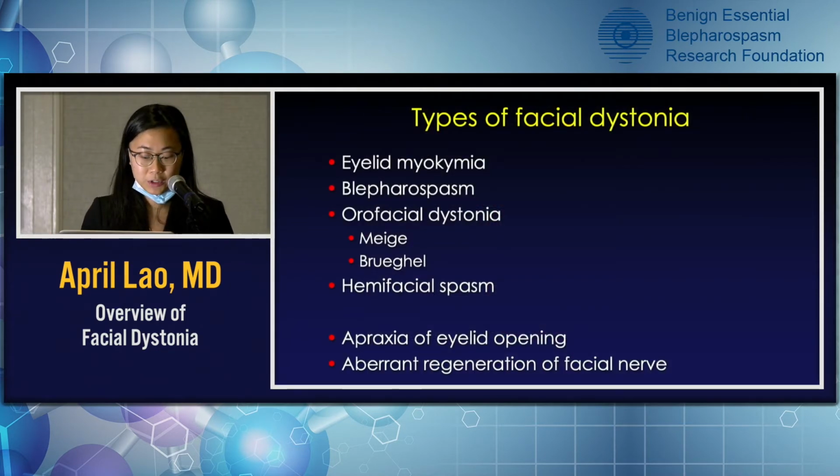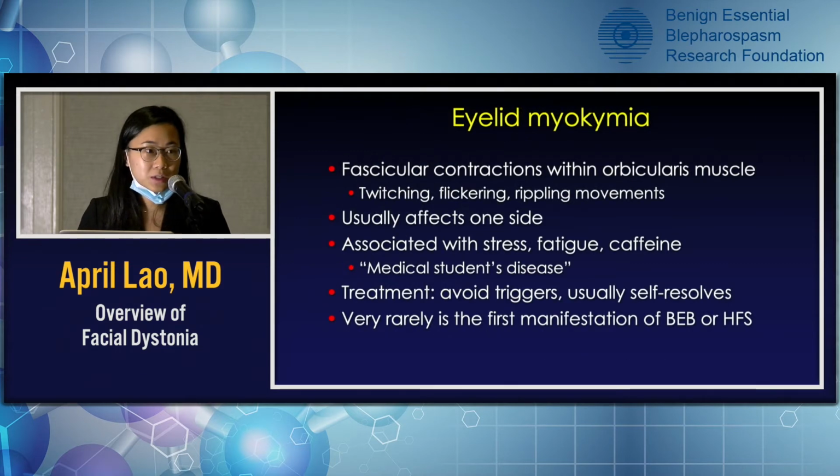So now going into the separate types, eyelid myokymia, this is a fascicular contraction within the orbicularis muscle. So you'll see it as a twitching, flickering, rippling movement within the eyelids. It usually affects one side at a time and is associated with stress, fatigue, caffeine use, affectionately known as medical student's disease. I know I've suffered from this myself. It is usually not very bothersome to patients, so the treatment starts conservative first, avoid triggers, and it will usually self-resolve. Very rarely, it can be the first manifestation of blepharospasm or hemifacial spasm.